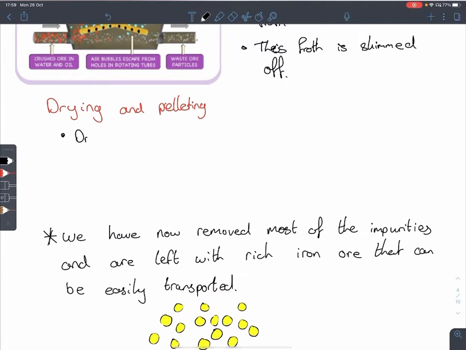So it's dried and clumped into larger sizes for transport.